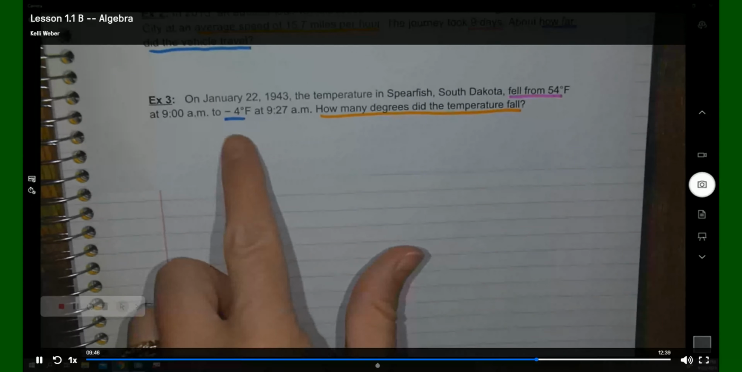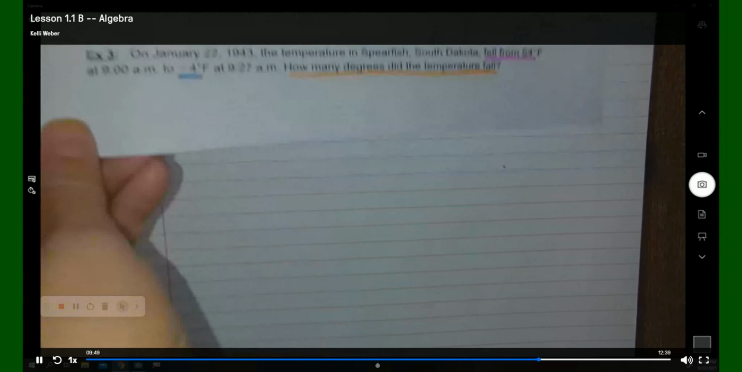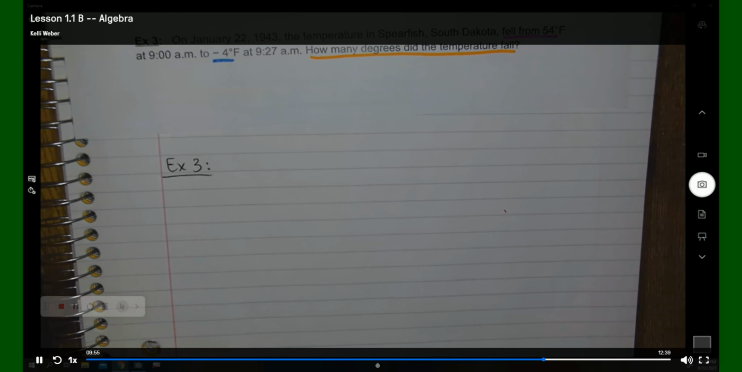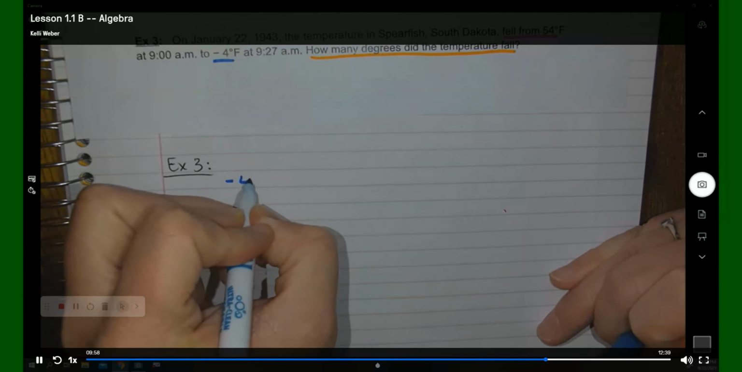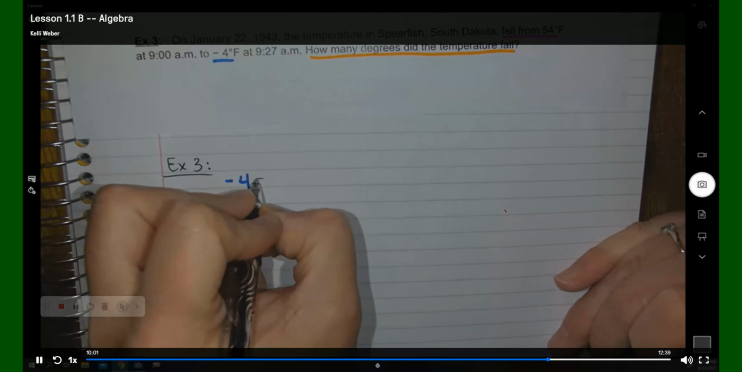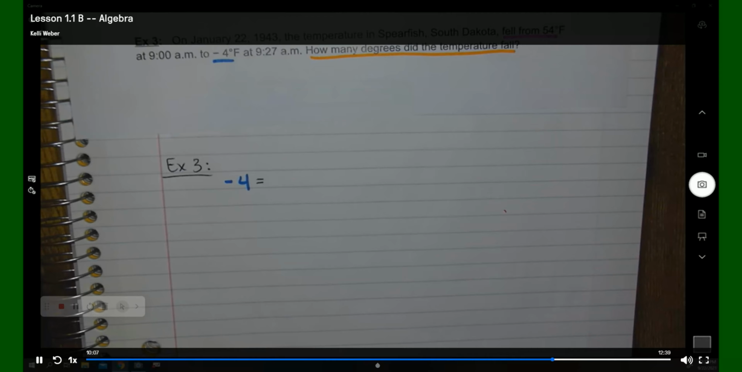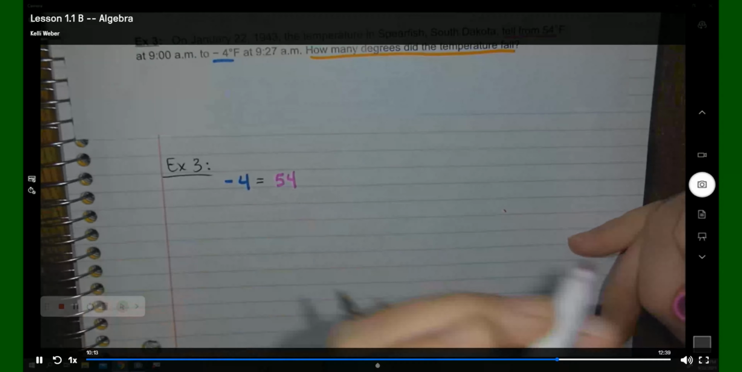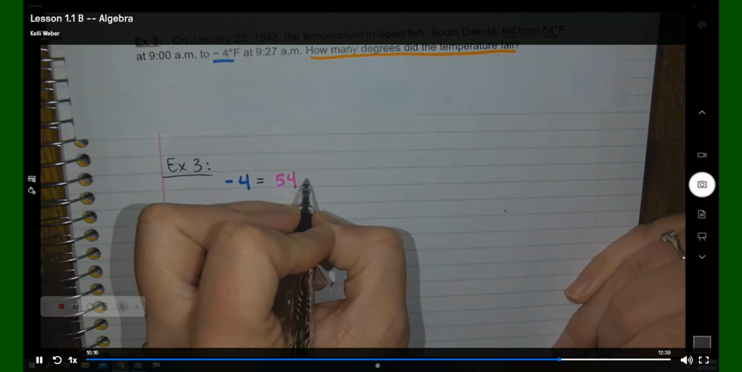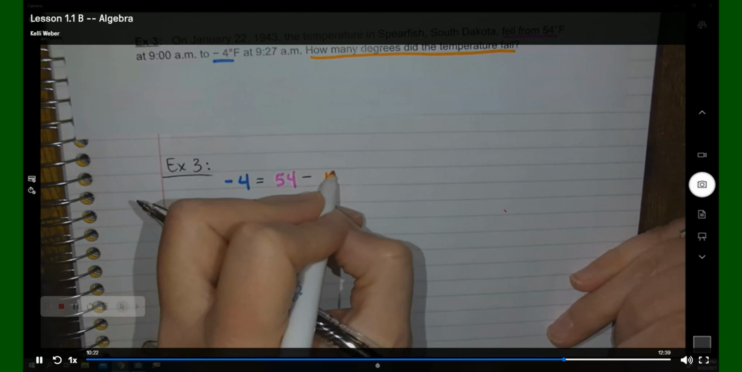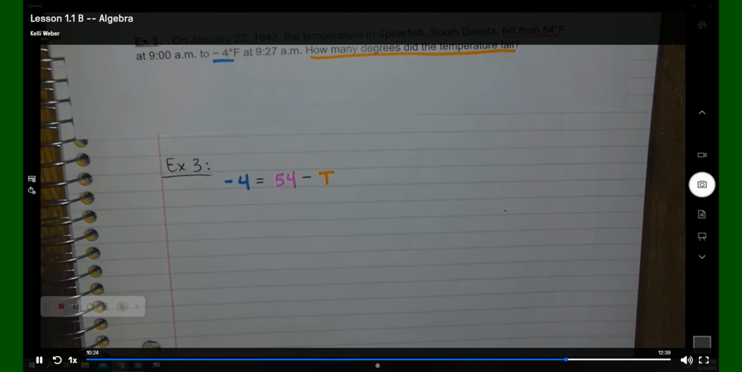So we're going from 54 to -4. Just slide that up a little bit. There we go. All right, so we've got -4. That's where we're at. Equals 54 degrees. So it was at 54 degrees. And then it fell. So fell tells us that it's subtracting some temperature. We'll call it T for temperature. You could use any variable. It doesn't matter. I'm just going to use T because it reminds me that it's temperature.